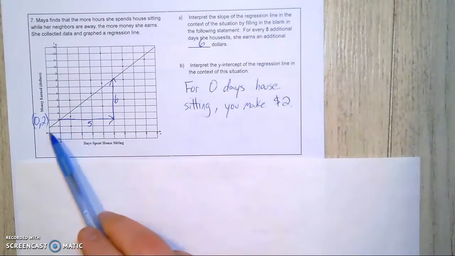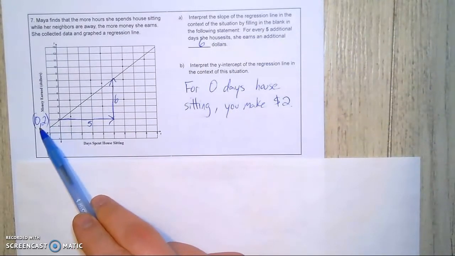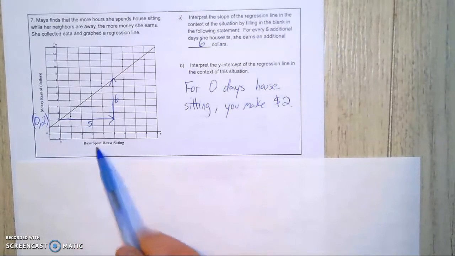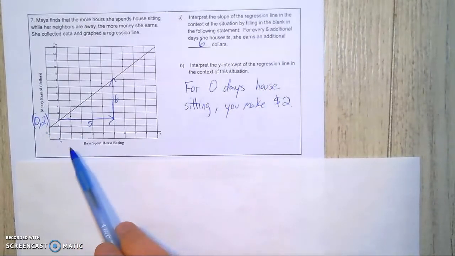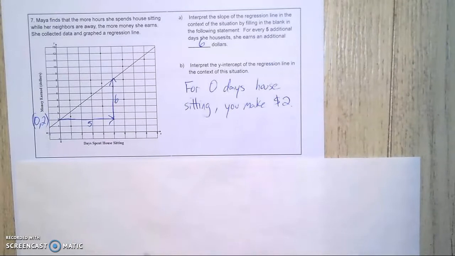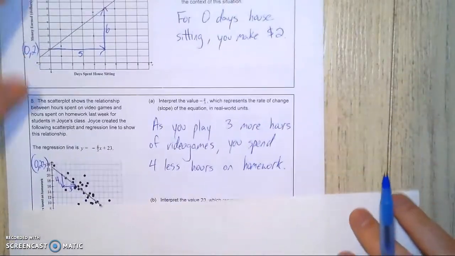For the y-intercept, I identify it right over here at (0, 2). And I think the x value 0, that's 0 days house sitting. And the y value of 2, that's then you make $2. So the y-intercept tells us that for 0 days of house sitting, you make $2. And last problem here for number 8.